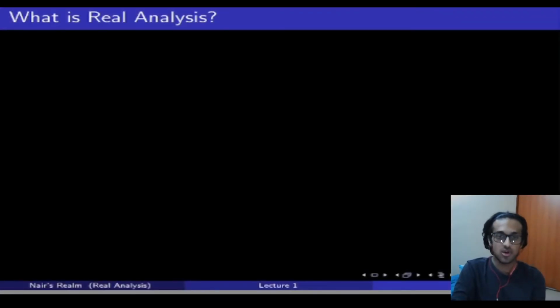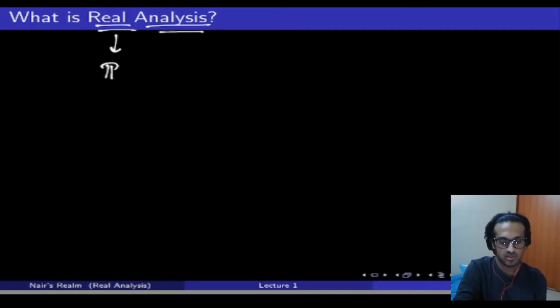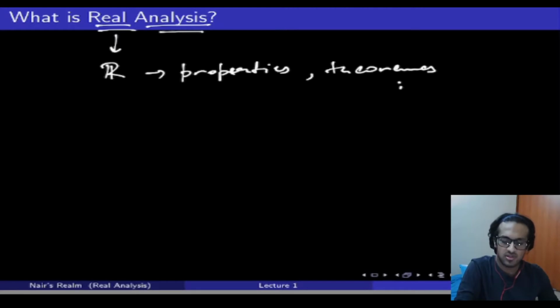So, the first question obviously is, what is real analysis? As the name very clearly suggests, it's to do with the study of real numbers, right? And what about the real numbers? So basically you study some properties of real numbers, then you learn about theorems and a bunch of other analytical tools that will help you get more clarity on what the real numbers are all about.